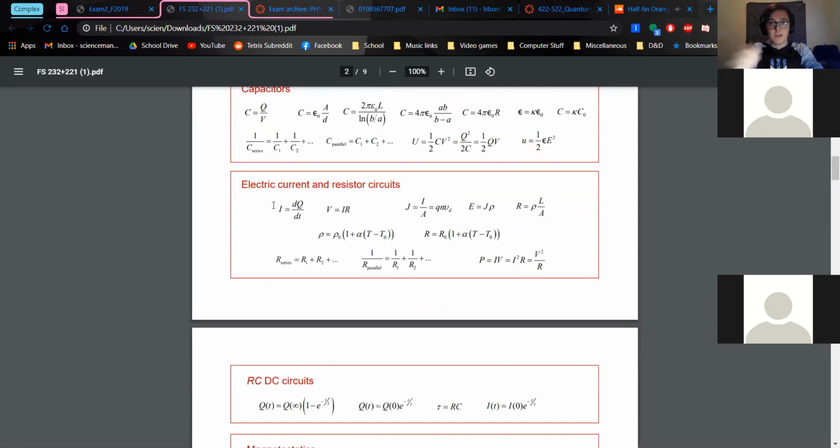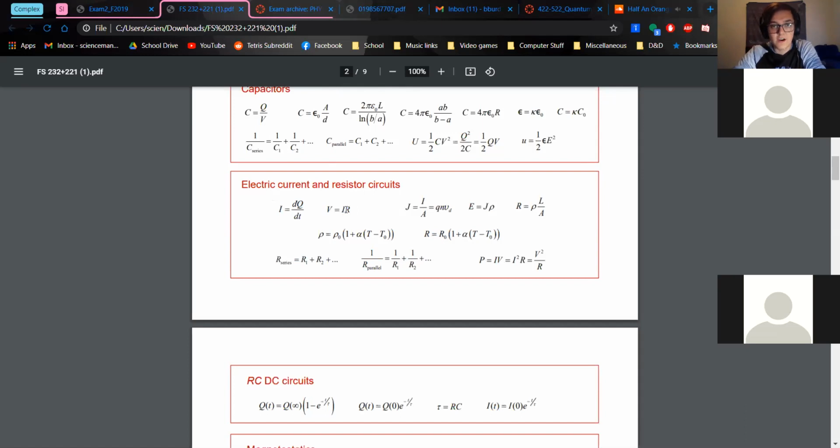This shouldn't be super surprising. This is just how resistors work. Rules for how they combine are right here. This is how resistance changes with temperature, and the definition of current. V equals IR. Hopefully you guys are pretty comfortable with that. We'll be using that often. It's good to just have that in your back pocket.